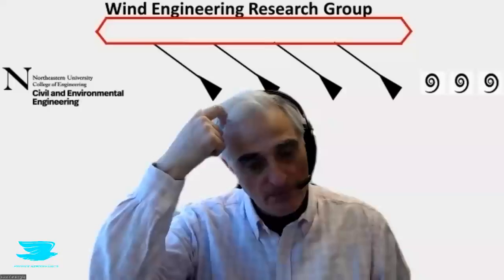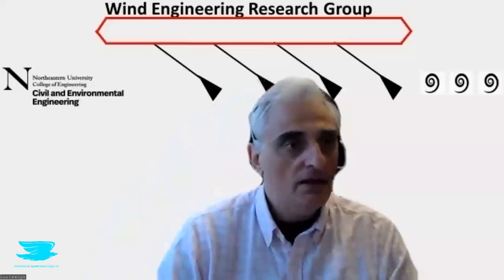Could you explain the difference between a non-stationary wind event and a stationary wind event in terms of the velocity profile?